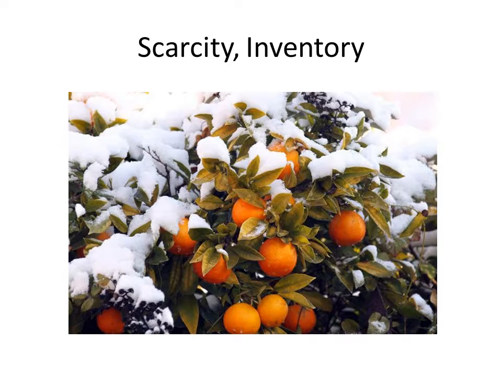Scarcity is when there's a lesser amount of a product to be sold. For example, if there's a frost in Florida and the orange crop is damaged so that there'll be fewer oranges, then the price of orange juice might go up because there's less orange juice to be sold.